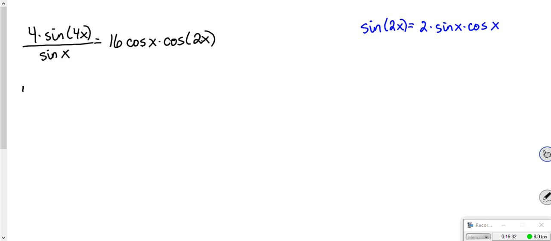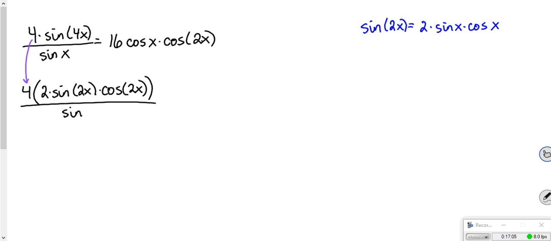So this is 4, and this is an extra step than what the book has, because they kind of left this one out. So here's my 4. Okay, here's where the 4 came from. So 4 times my sine of 4x, I'm rewriting as 2 times sine of 2x times cosine of 2x. And all of this, of course, is still over sine x.